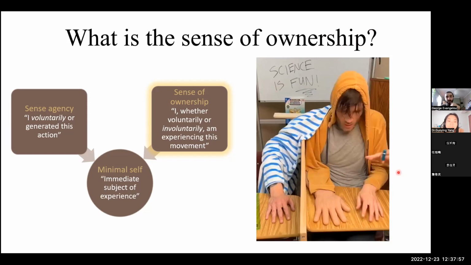So yeah, it's quite a bit on ownership, but hopefully it makes a little bit of sense, what we mean by the sense of ownership over a body part.